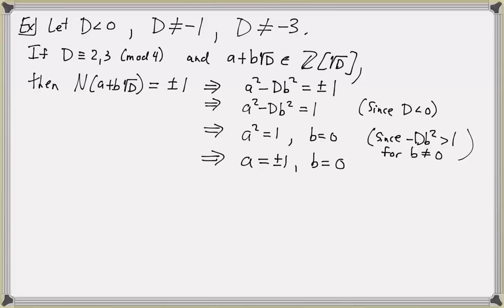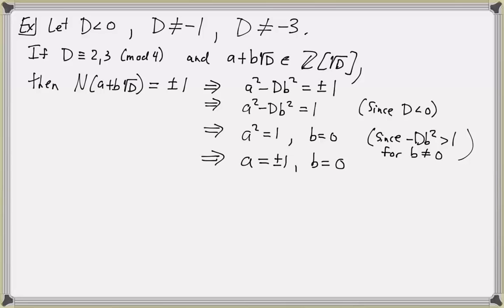So we see that the only units when D is negative, not equal to -1 and not equal to -3, and congruent to 2 or 3, the only units are plus and minus 1.